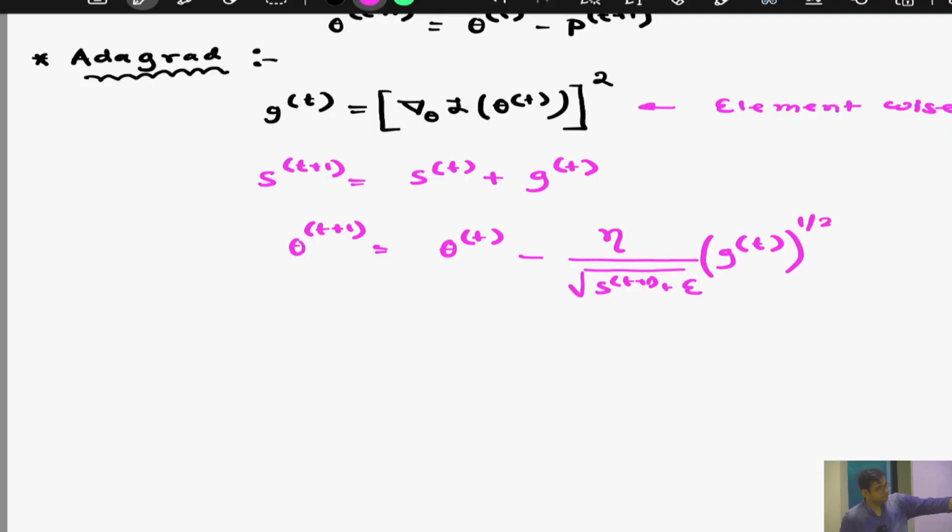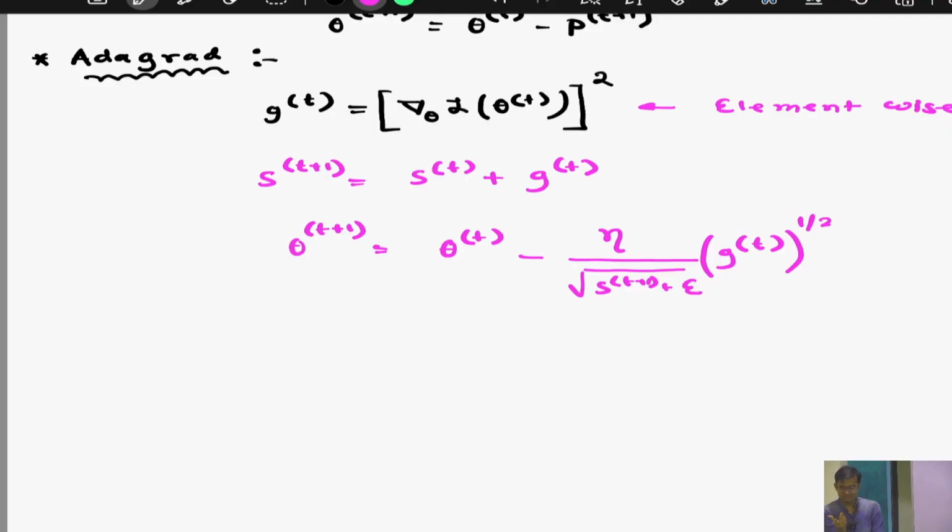Again, s_{t+1}, remember, is a vector. So what is s_{t+1} doing here? It has the information of the gradient, so it is scaling your learning rate based on the gradient in each direction. The direction in which the gradient is more, the learning rate will be less. And the direction in which the gradient is less, the learning rate will be scaled so that it is a little bit more. What is the parameter epsilon doing here?